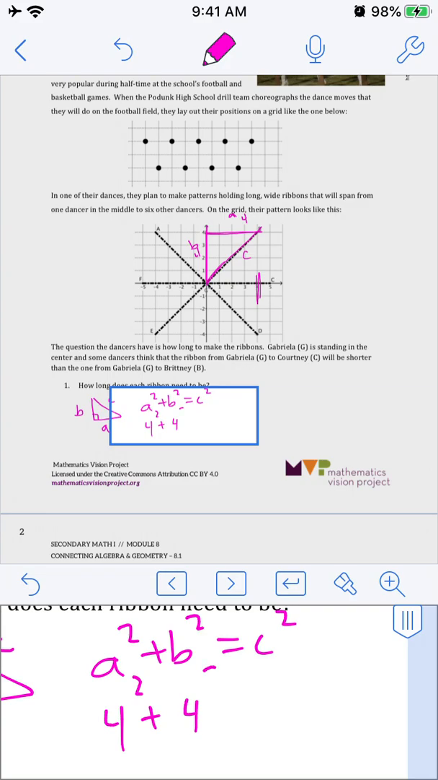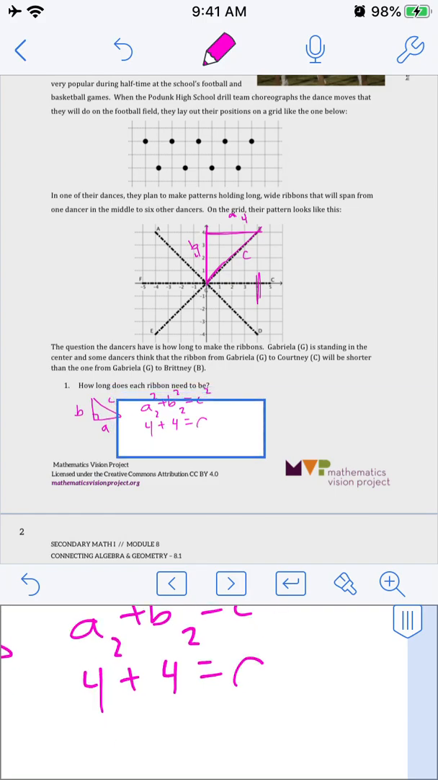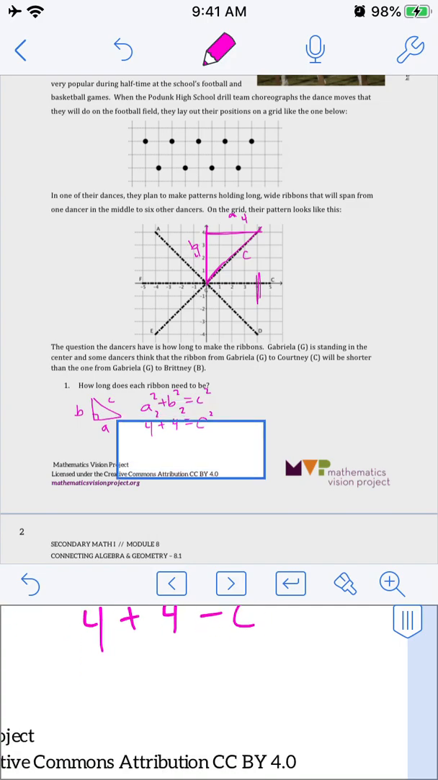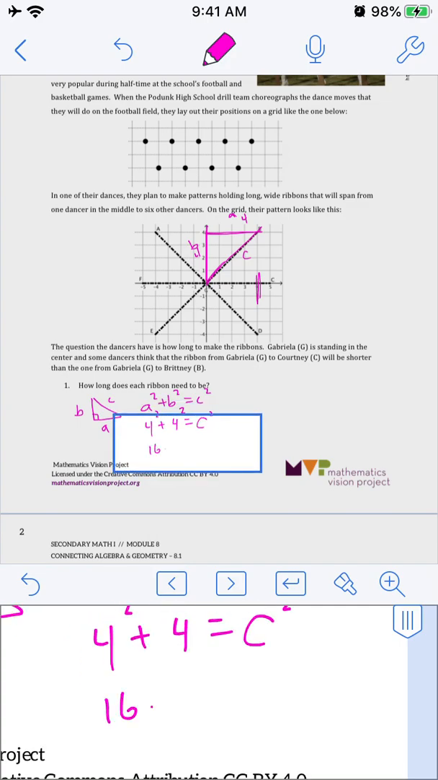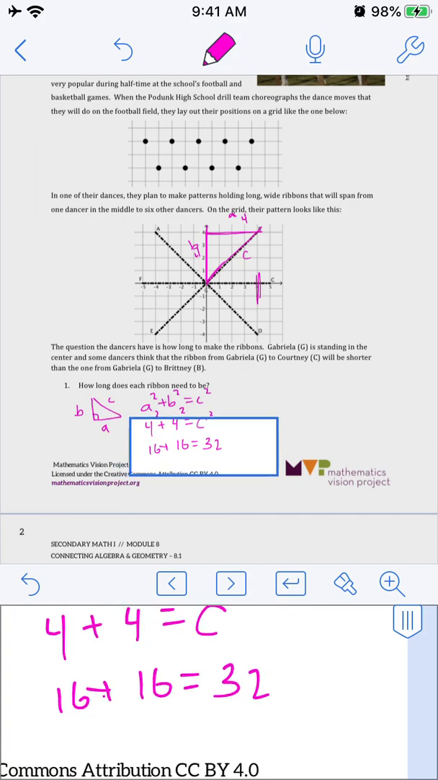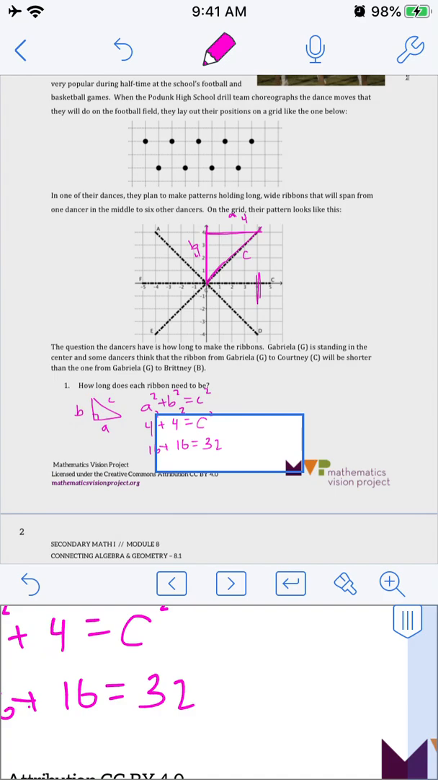So 4 squared plus 4 squared. Careful, that is not 16. It's not going to be 8 squared, right? We have to follow the rule of PEMDAS. That's c squared. But pretty easy to solve after that. We see that 4 squared is 16, 4 squared is 16, so 16 plus 16 gives us 32. So 32 is c squared.